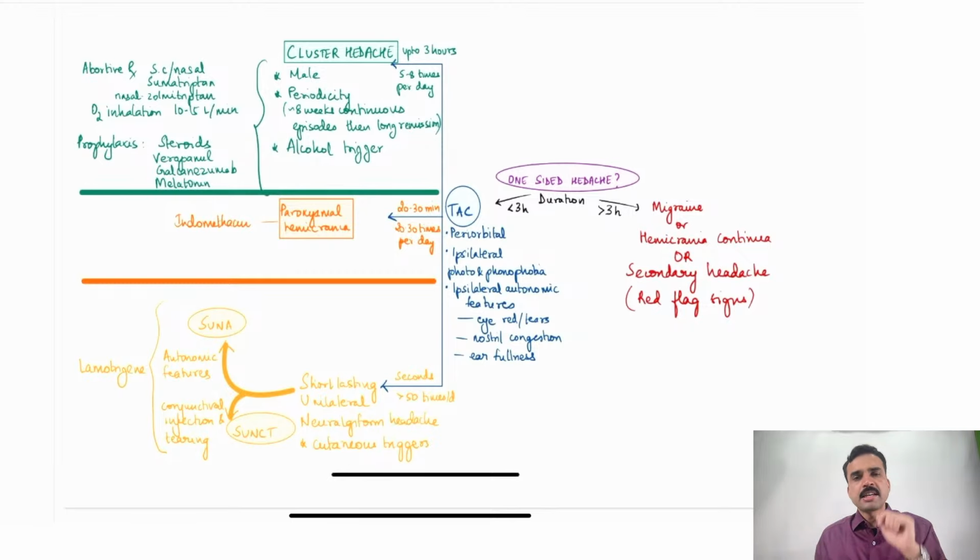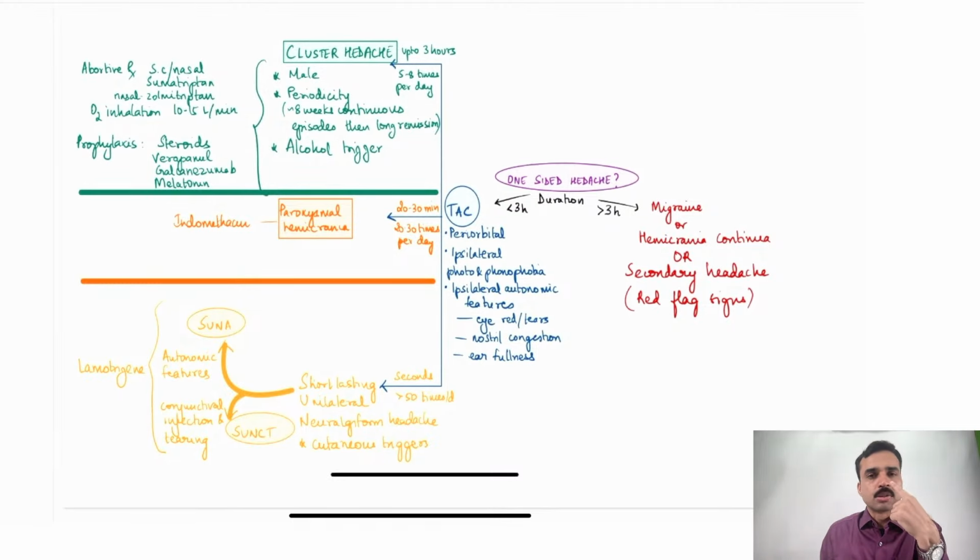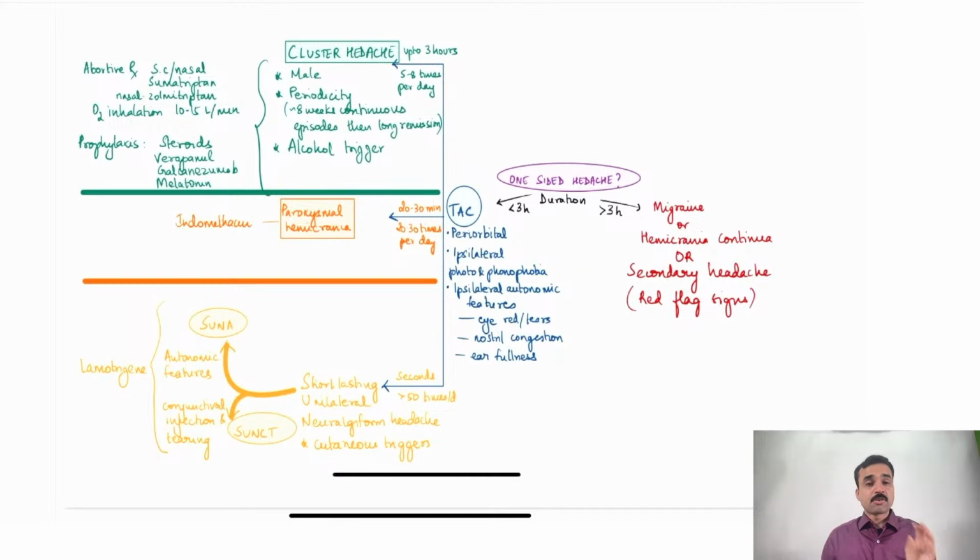So remember, cluster headache treatment acutely is through the nose, whether it is nasal sumatriptan or inhaled oxygen, or the treatment can be with nasal zolmitriptan also. Or subcutaneous sumatriptan, or oxygen. And the oxygen flow rate should be at least 10 liters per minute, 10 to 15 liters per minute. That is a PYQ. Okay, so 10 to 15 liters of oxygen per minute. This is for acute treatment.